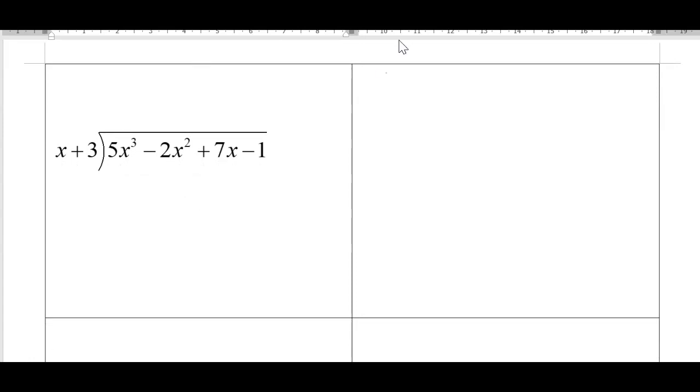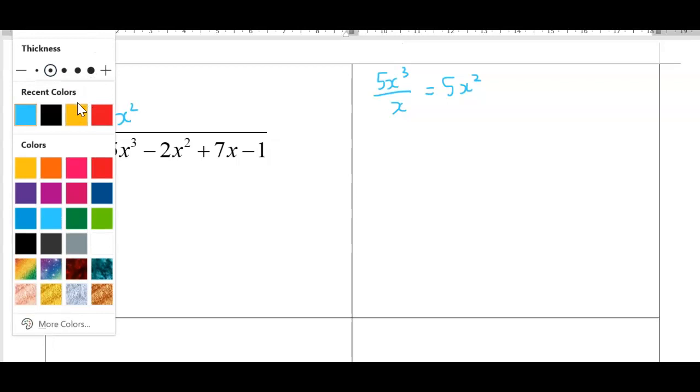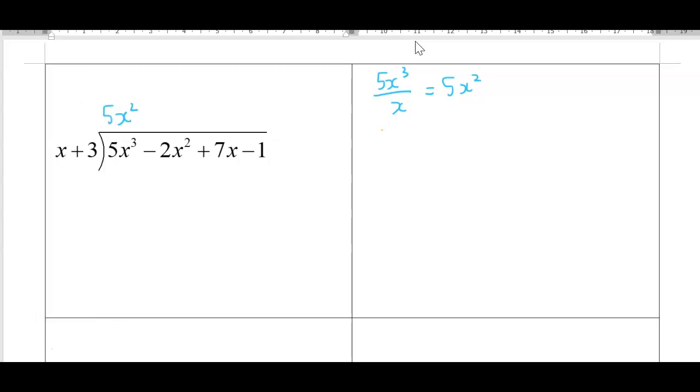All right, so our first one, 5x cubed divided by x gives us 5x squared. That goes up here. Then we're going to multiply that by our dividend, so 5x squared times x plus 3. That gives us 5x cubed, which I'm going to be taking away, plus 15x squared. I should be doing that in a different colour.